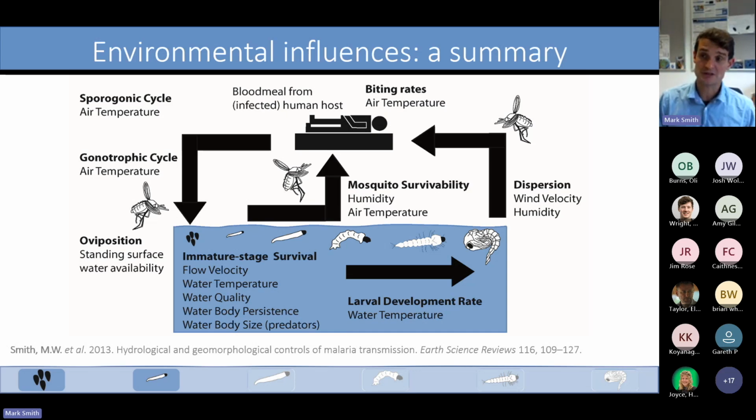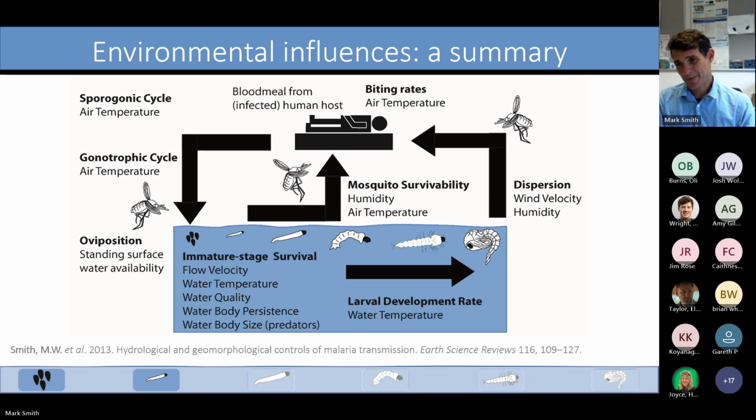But a few other points to make. Survivability also depends on humidity and air temperature. Because these mosquitoes aren't born with malaria, they have to have bitten a human with malaria, and they only bite to take energy to lay eggs. Okay, it's not part of their feeding, it's really part of the reproduction cycle of the mosquito that they take a human blood meal. And only the female mosquitoes will do this.